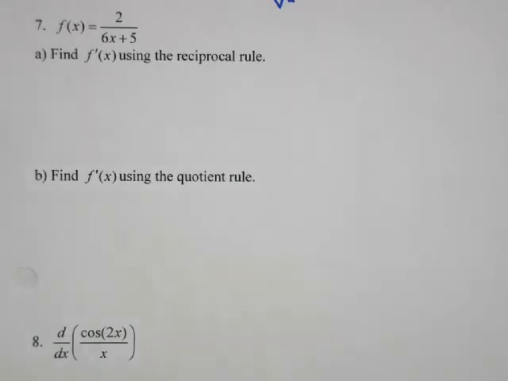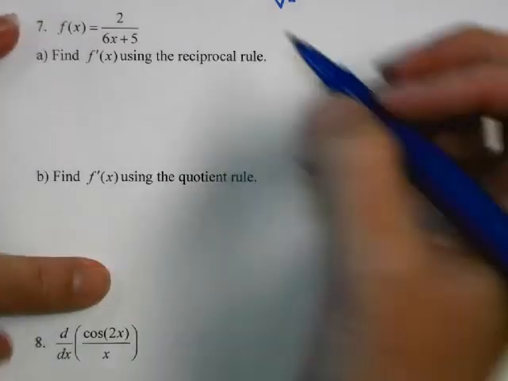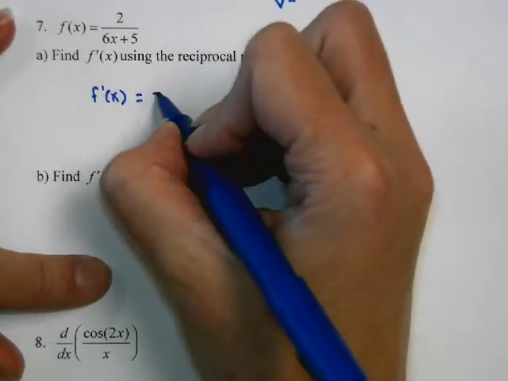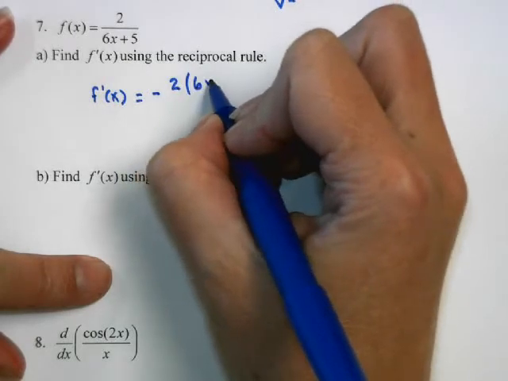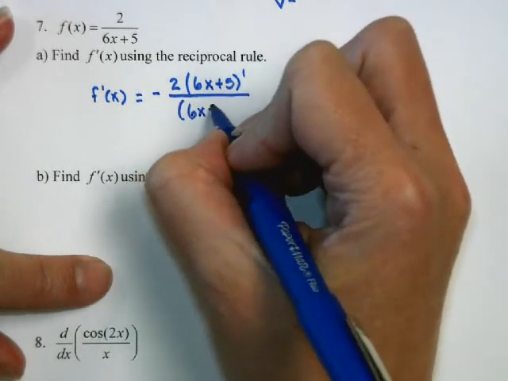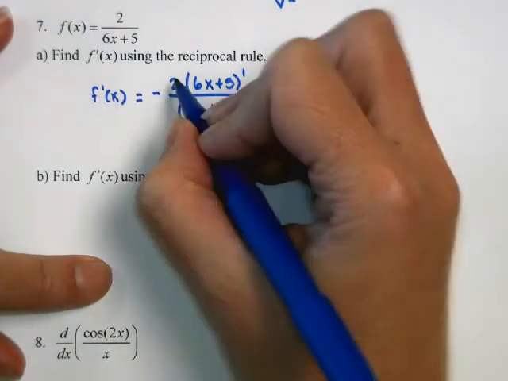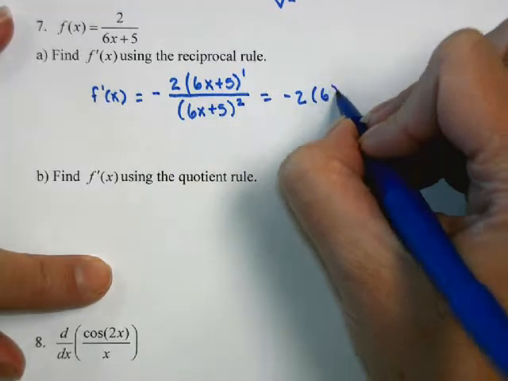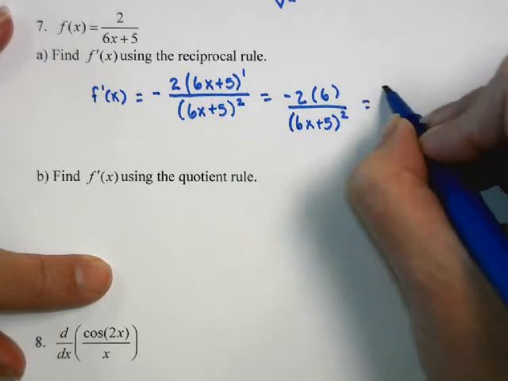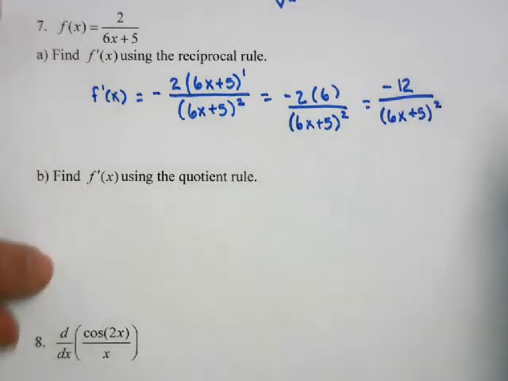So again, just showing you there's different ways we can do these derivatives. So I have 2 over 6x plus 5, and I'm going to use the reciprocal rule. So that's going to be negative 2 times (6x plus 5) prime over (6x plus 5) squared. So this is going to be negative 2. The derivative of 6x plus 5 is 6. So this is a negative 12 over (6x plus 5) squared.